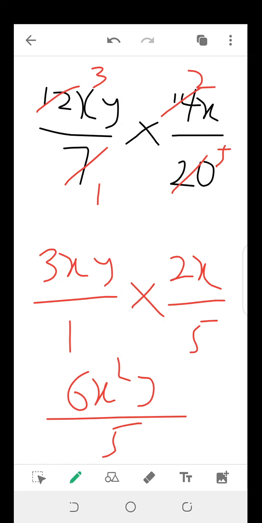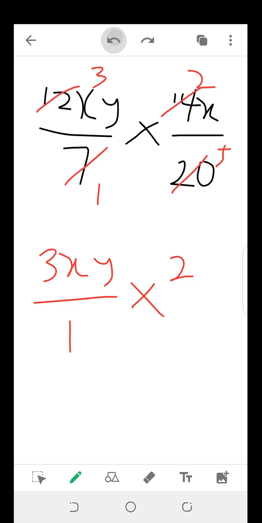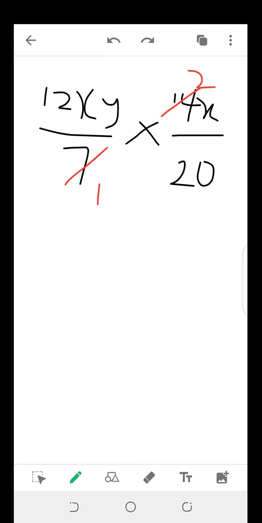Let's take more examples here, and here is a very good example. Let's start fresh and see how we can solve it all together. Here we have a question, and the question is 12xy all over 7 times 14x all over 20. Because I'm multiplying the numerator by the numerator and the denominator by the denominator, it's very good that we simplify this expression before we continue.